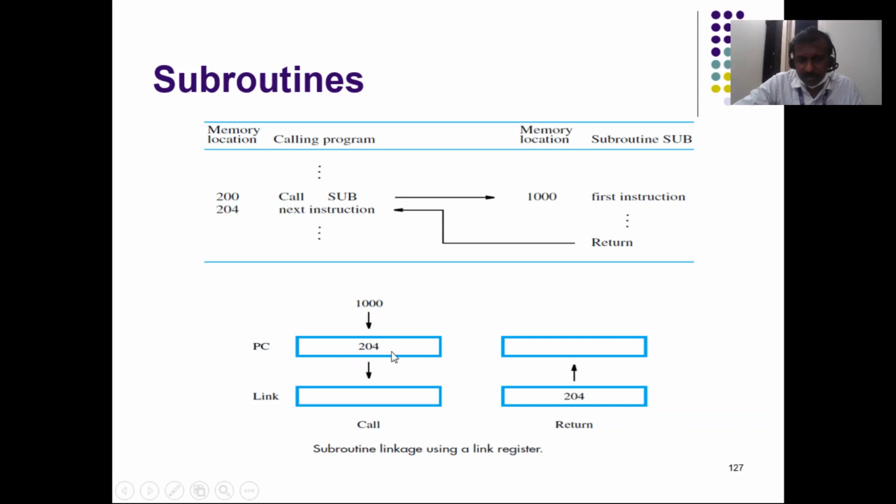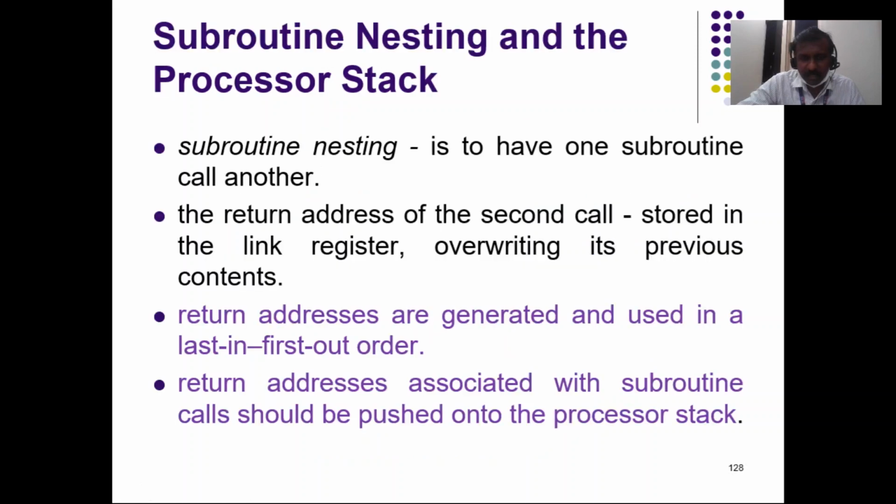So whatever address is available in the PC, that is 204, which is available in the program counter, will be moved to the link register. And whatever location the control should be transferred to will be moved to the program counter. And in the subroutine, finally when it executes the return statement, the content of the link register will be taken. What is that? 204, and there the control will be transferred.